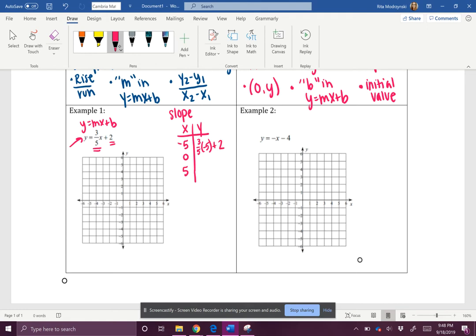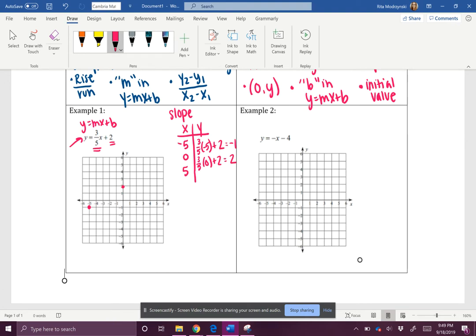Now, 3/5 of -5 is going to give me -3. -3 plus 2 is going to give me -1. So I know one of my points is -5, -1. For my next point, I'm going to substitute a 0 in for x. So I have 3/5 times 0 plus 2. We know 3/5 times 0 is 0, plus 2 gives us 2. So here our point is 0, 2.